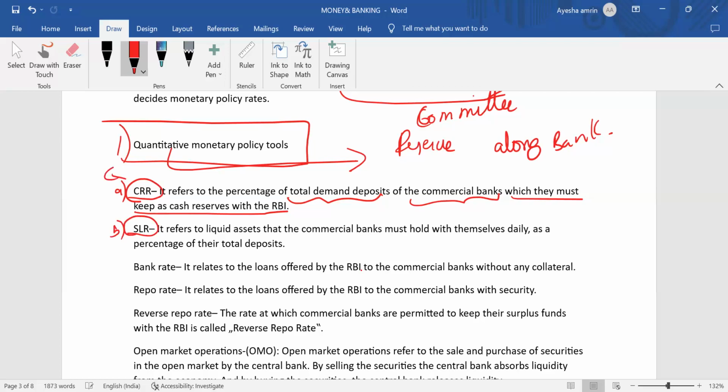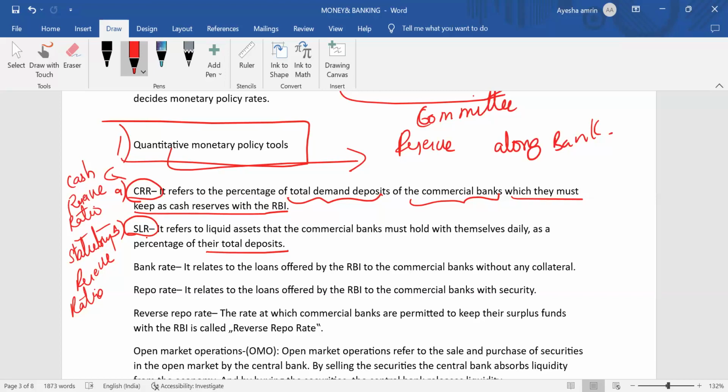And SLR is statutory liquidity ratio. This is cash reserve ratio. You can make a note. Cash reserve ratio. Yes, next one is SLR, statutory reserve ratio. What does the statutory reserve ratio say? Here some percentage of deposits has to be held with the commercial banks. Some percentage of the reserves will be held in the commercial banks.